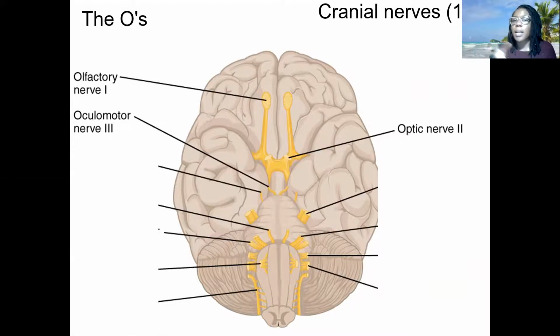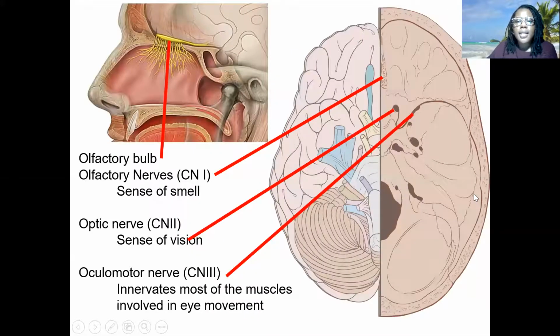So basically the movement of the eyes as opposed to the actual sensory component, which is the optic nerve. Now let's look at where these nerves communicate into the skull. So we talked about some of the foramina in our skull topic, and now we're going to make a connection here and talk about which foramina these nerves actually travel through. So the olfactory bulb travels through the cribriform plate.